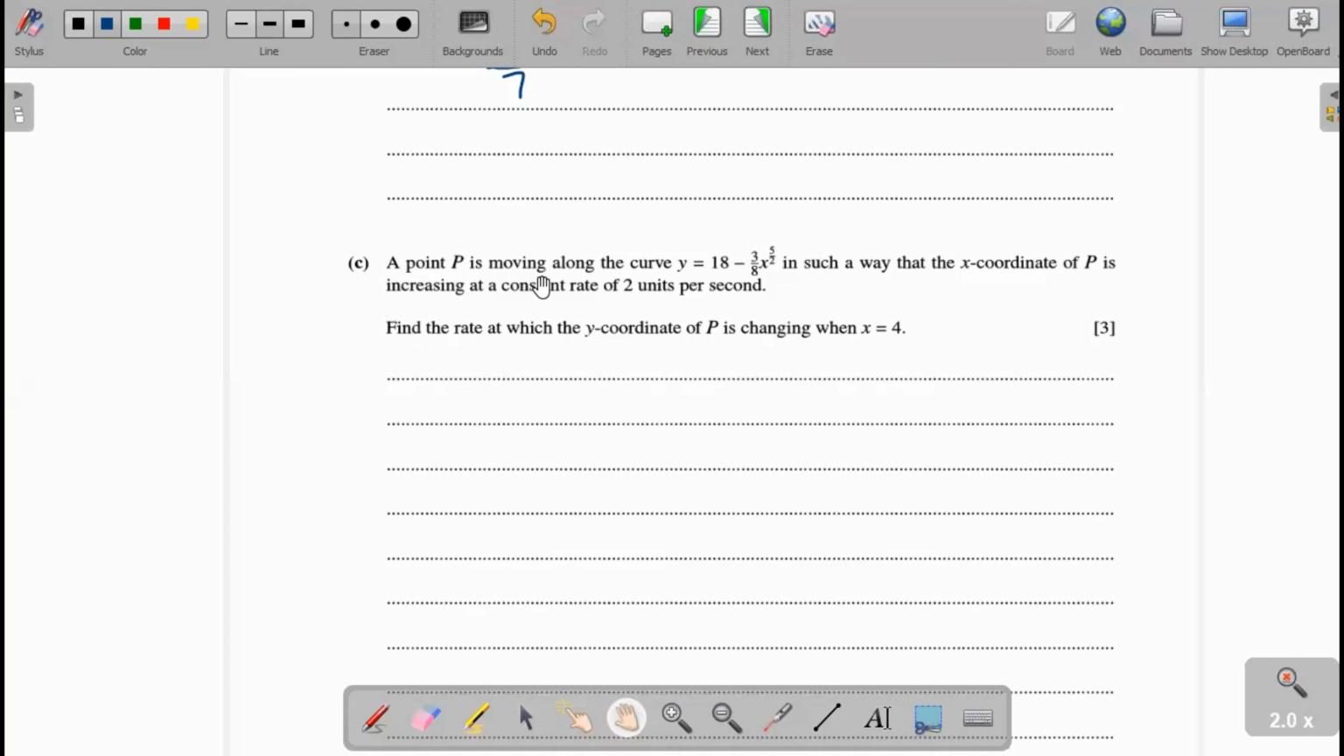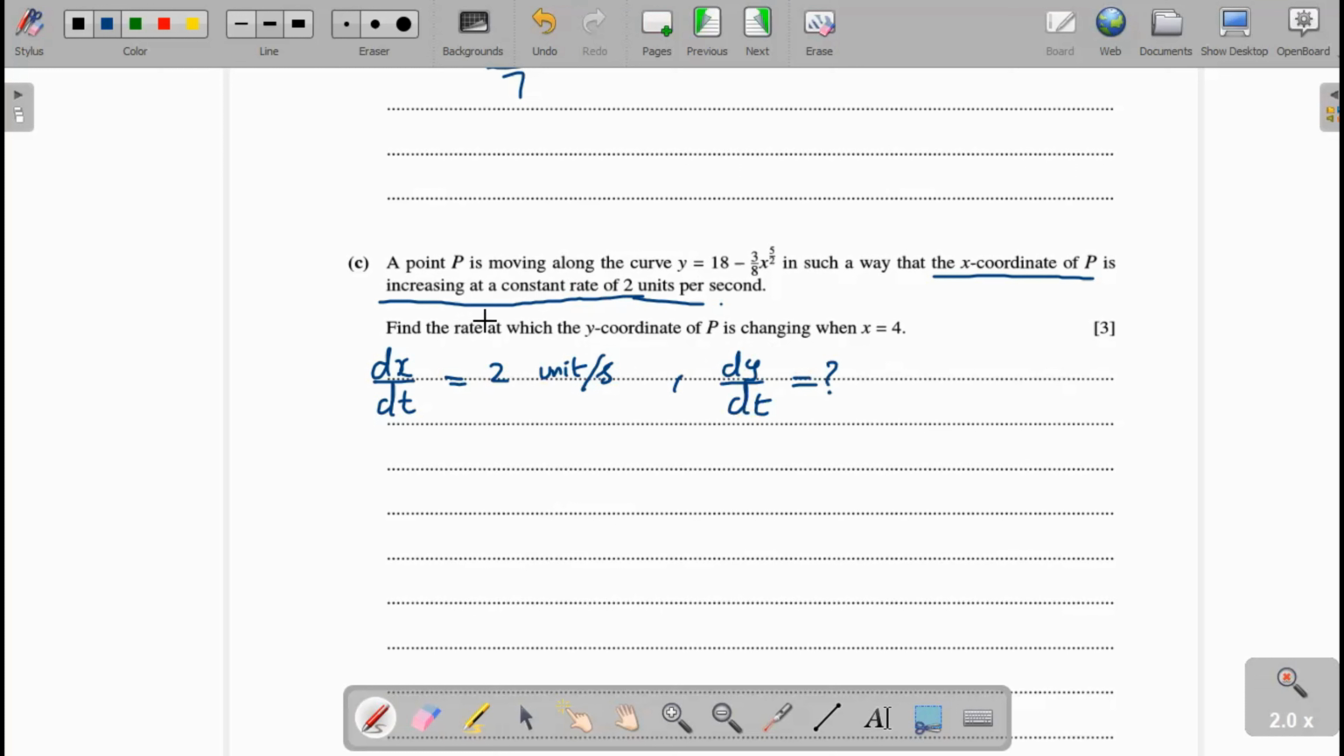A point P is moving along the curve y equal to 18 minus 3 over 8 x power 5 over 2, in such a way that the x coordinate of P is increasing at a constant rate of 2 units per second. Find the rate at which the y coordinate of P is changing. Now you see here, the x coordinate of P is increasing at a rate of 2 units, which means dx over dt is 2 units per second. Next is the rate at which the y coordinate of P is changing. Now we have to find dy over dt.